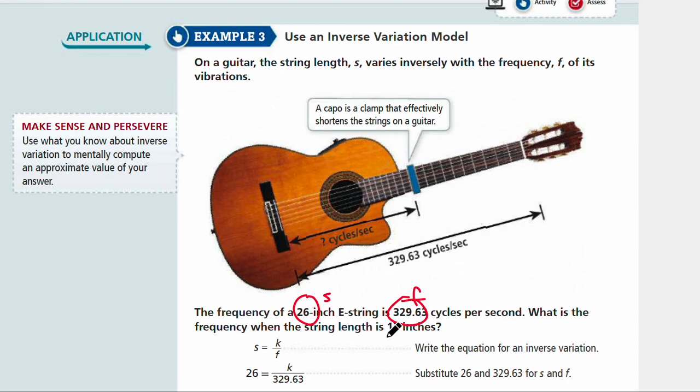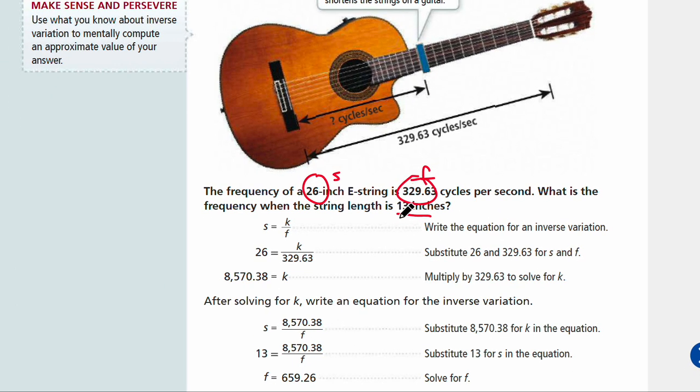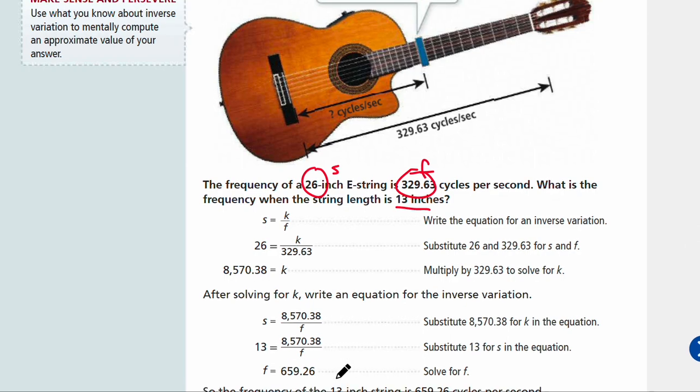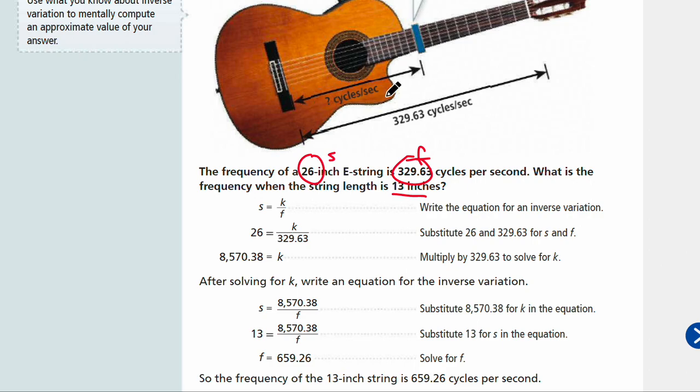Looking at this, we can figure out the frequency for the new length. The string length is 13 inches when we have a capo. So you can plug in 13 into s. Remember, this is not a frequency. This is a string length. So 13 goes into s, and then you need to figure out f, which is 8,570.38 divided by 13. That is 659.26. And so the frequency of the 13-inch string here would be 659.26 cycles per second.